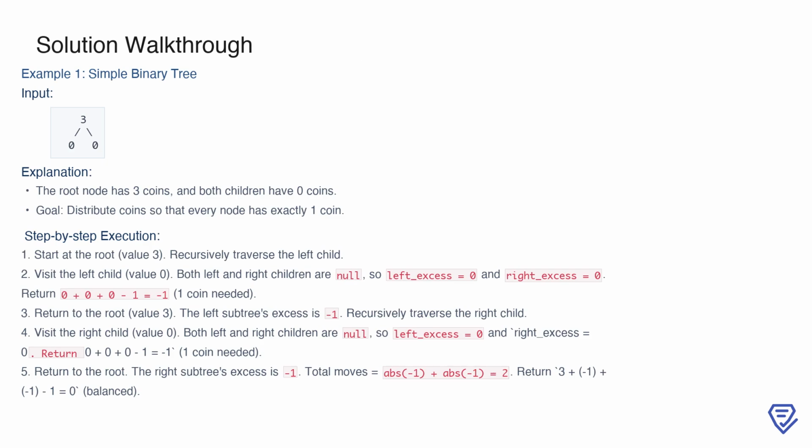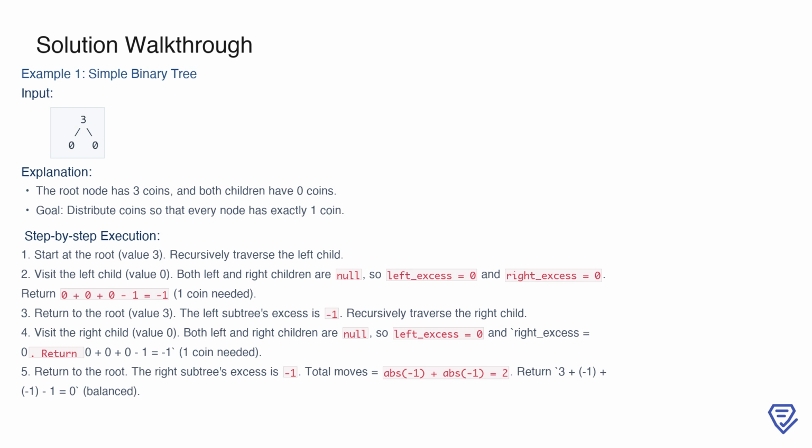Here, we're working with a simple binary tree where the root node has 3 coins, and both of its child nodes have 0 coins. The objective is to distribute the coins so that each node contains exactly one coin. To solve this, we begin at the root node, which has a value of 3, and traverse recursively. First, we move to the left child. Since this left child has no children of its own, the excess from its left and right subtrees is both 0. Using the formula node_value plus left_excess plus right_excess minus 1, we calculate that this node requires one coin, returning an excess of -1. Returning to the root, we now know the left subtree contributes an excess of -1.